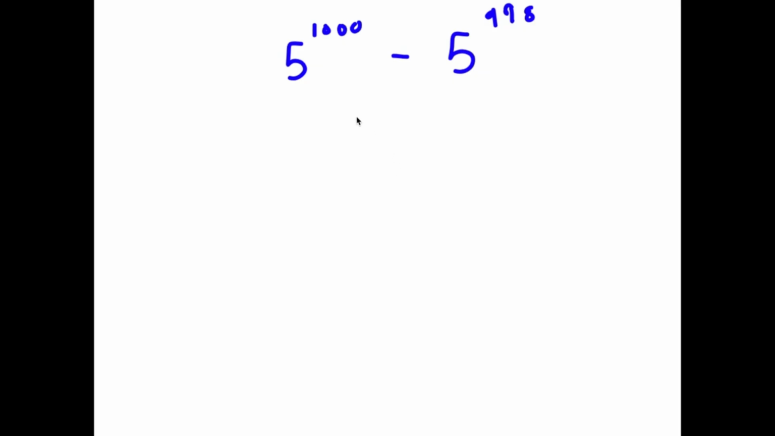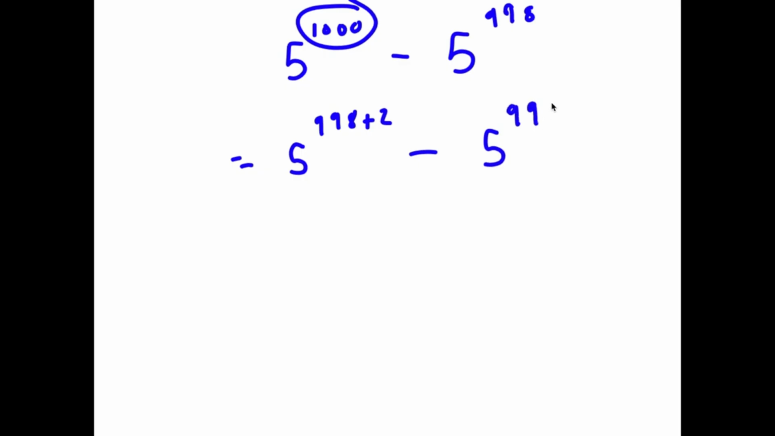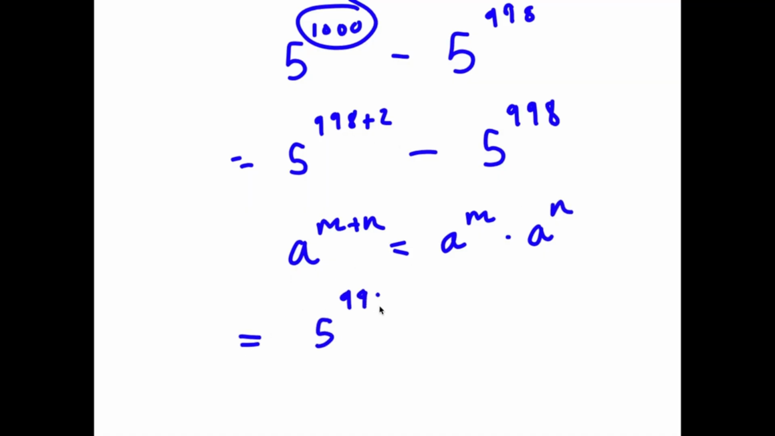Alright, so in this problem, I have 5 to the power of 1,000 minus 5 to the power of 998. So to solve this, I'm going to first rewrite 1,000 as 998 plus 2. So now I have 5 to the power of 998 plus 2 minus 5 to the power of 998. And if I have something in the form a to the power of m plus n, this is equal to a to the power of m times a to the power of n. So 5 to the power of 998 plus 2 is going to equal 5 to the power of 998 times 5 to the power of 2. So I have this minus 5 to the power of 998.